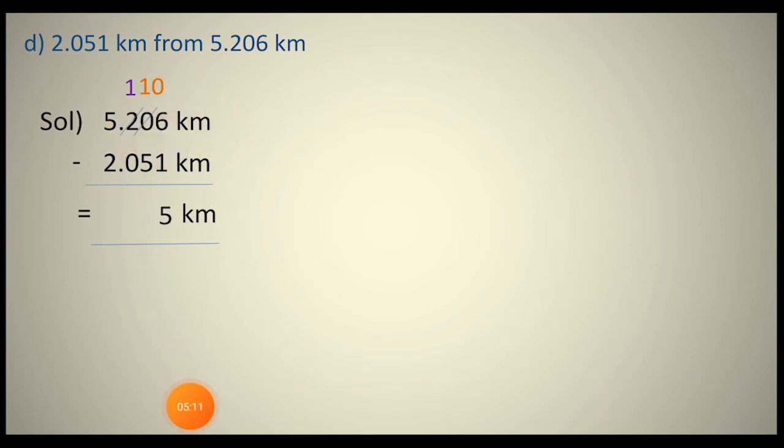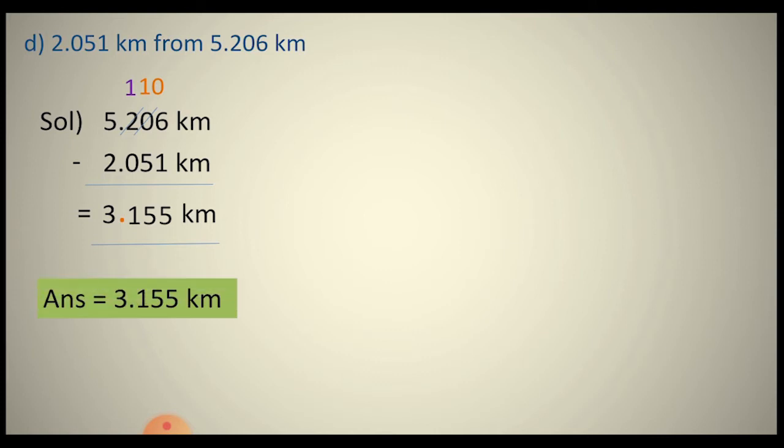Then the hundredth part digit we can subtract. So this 10 minus 5 we will do, and we will get 5, and 1 minus 0 will give us 1. Then the decimal point will be brought down as it is, and you can see 5 minus 2 when we do, we get 3. So the difference is 3.155 kilometer.